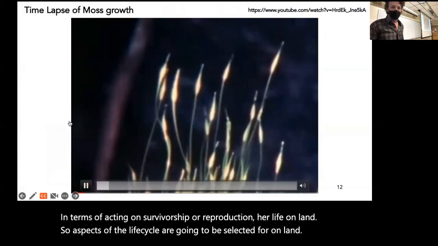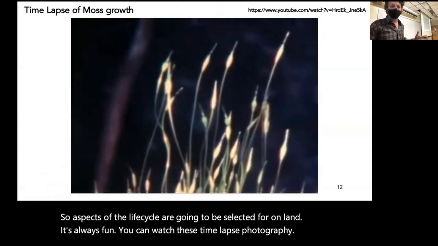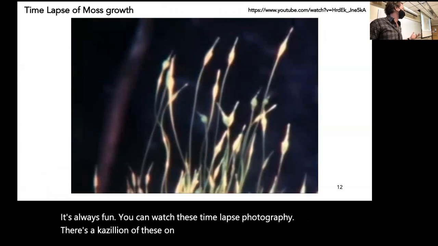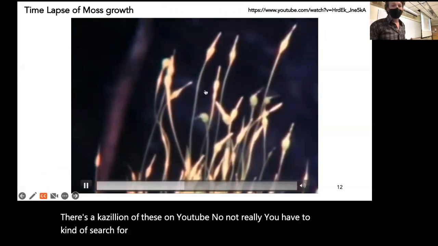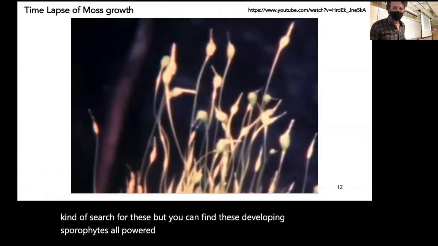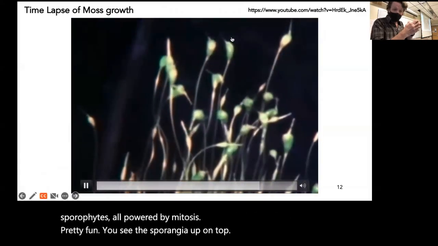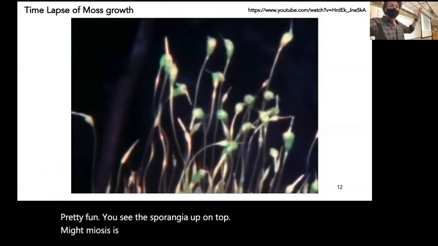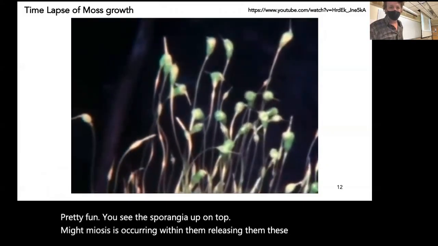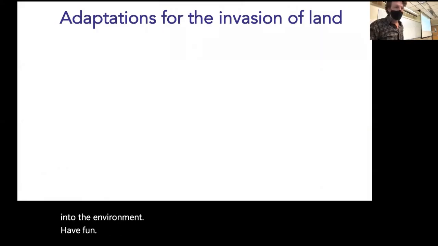It's always fun. You can watch these time-lapse photography videos. There's a gazillion of these on YouTube. No, not really. You have to kind of search for these. But you can find these developing sporophytes, all powered by mitosis. Pretty fun. You see the sporangia up on top. Meiosis is occurring within them, releasing these spores into the environment. How fun. Okay. Adaptations for the invasion of the land.